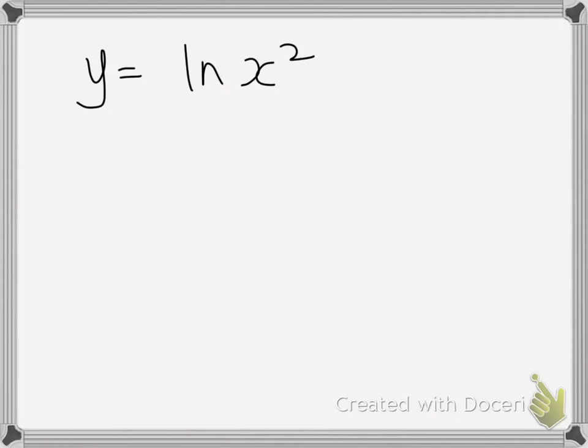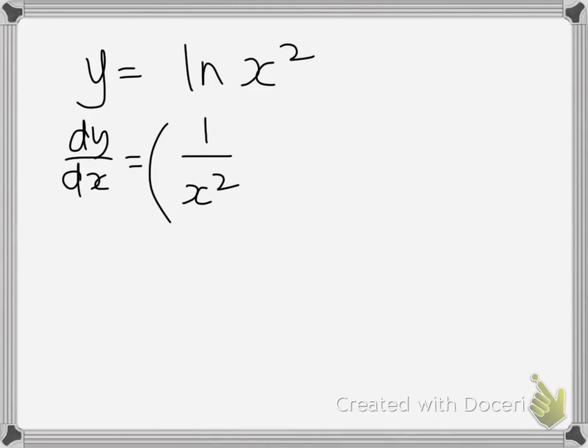How do you do this? Now, there are two ways that you can do this. You either differentiate it on its own, which is dy/dx is 1 over x squared, and then you differentiate x squared, you get 2x. So that gives you 2 over x.